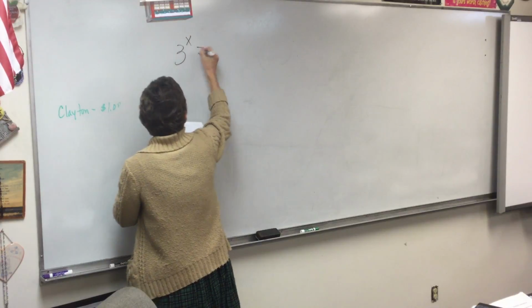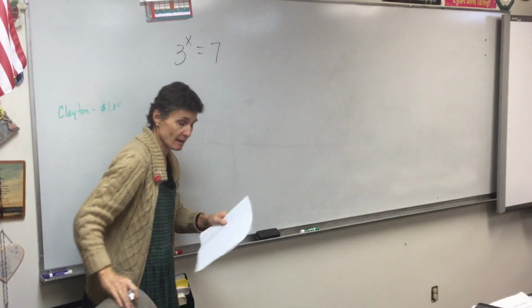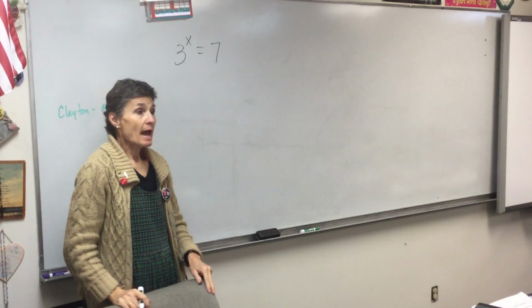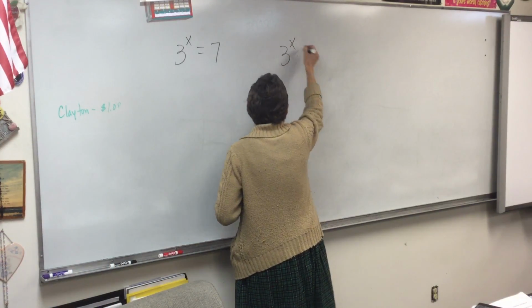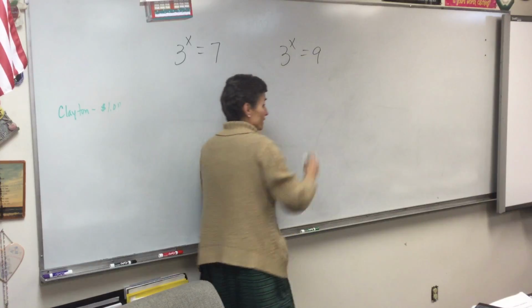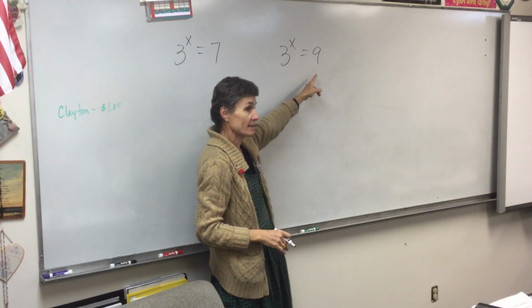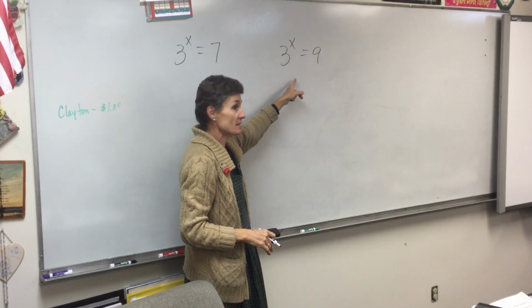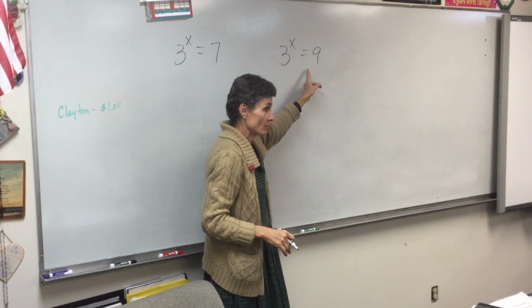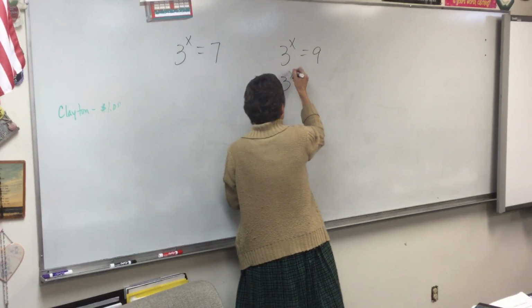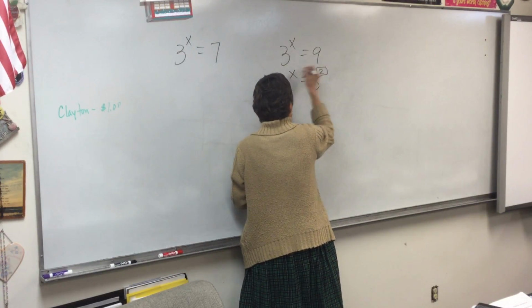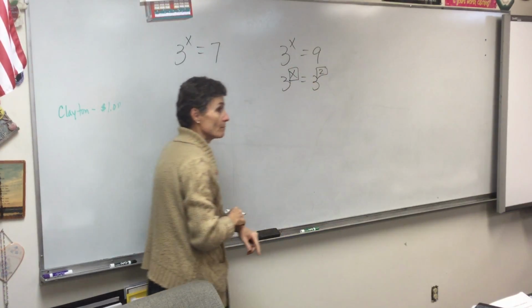We are starting today right here: 3 to the x equals 7. Now, you just took a quiz that had a problem a lot like this. This isn't it exactly, but on the quiz you had a problem like this. And this is easy. What's the answer to this one? 2. You don't need a calculator. You know 3 to the x is 3 squared, so x must equal 2.